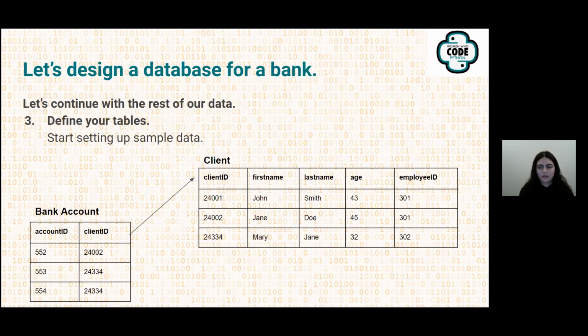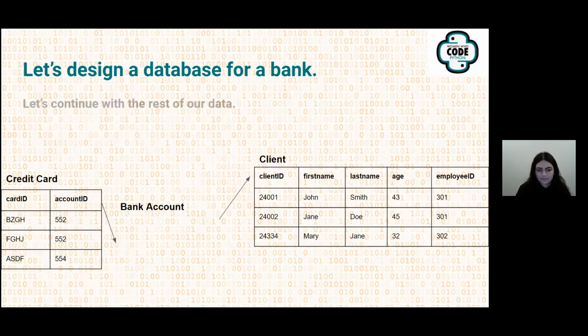So it's following the same logic that we had before with the client and the employee. But now each bank account is associated with a specific client. We see here that client 24334, who is Mary Jane, has two bank accounts of IDs 553 and 554. So this is other information that you have available about Mary Jane and her bank data.